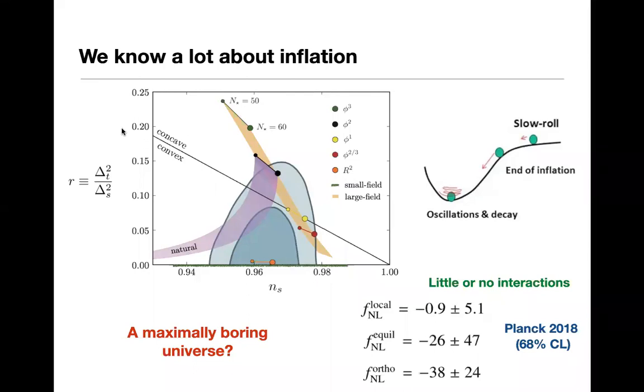And in addition to that, we have the interactions of the inflaton, whether it's with itself or with other fields, characterized by this f_NL parameter. And it seems like there's little or no interactions that are present according to the current data. So for example, self-interactions seem to be ruled out. Any particle production or other things seem to be ruled out. So it just seems like inflation took place, and it might have been very simple.